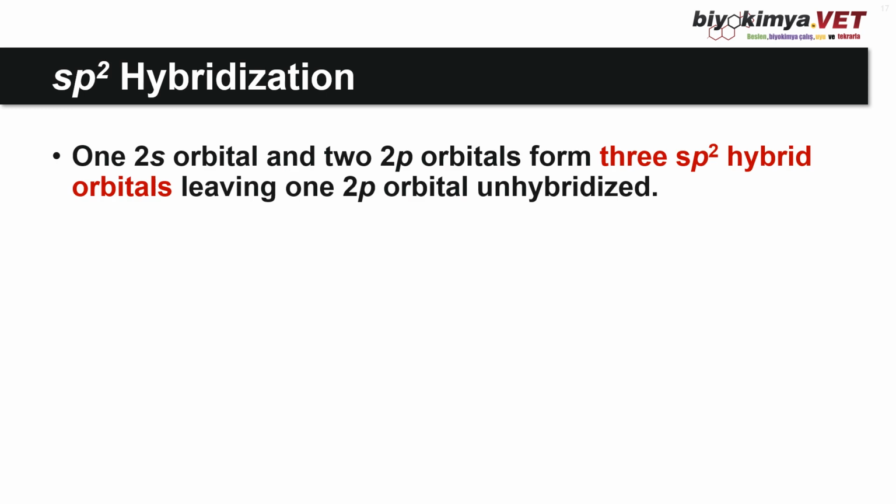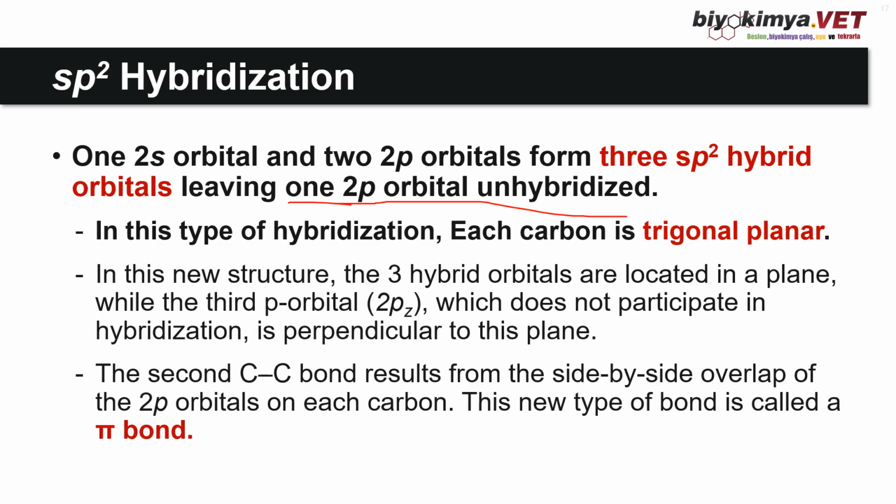sp2 hybridization: 1 2s orbital and 2 2p orbitals form 3 sp2 hybrid orbitals, leaving 1 2p orbital unhybridized. So in sp2 and sp hybridization, there will always be unhybridized orbitals. In sp2, 1 2p orbital is unhybridized. In this type of hybridization, each carbon is trigonal planar. In this structure, the three hybrid orbitals are located in a plane while the third p orbital, pz, which does not participate in hybridization, is perpendicular to this plane.